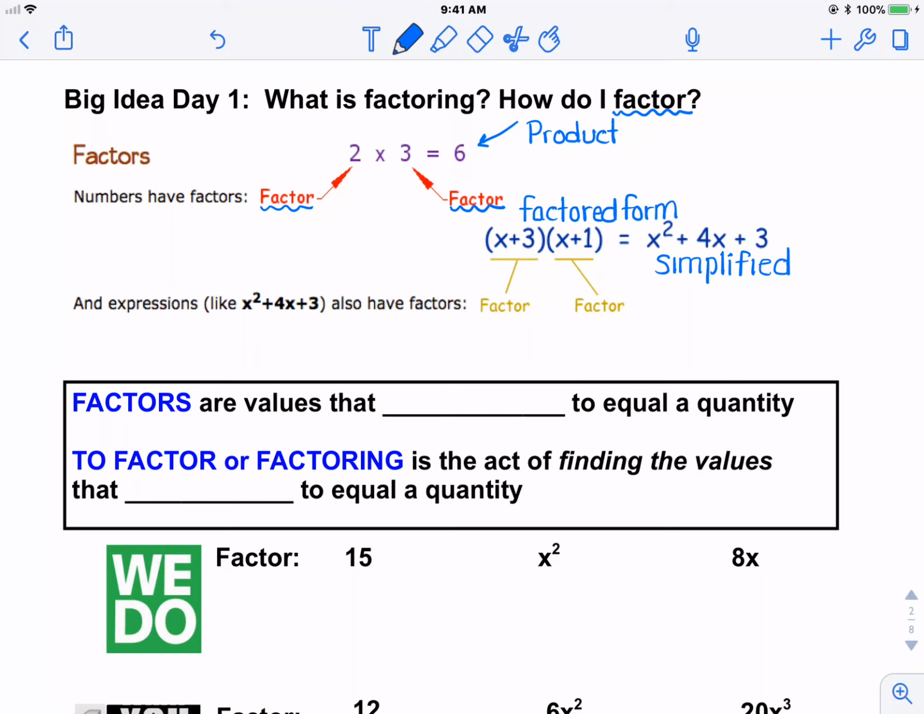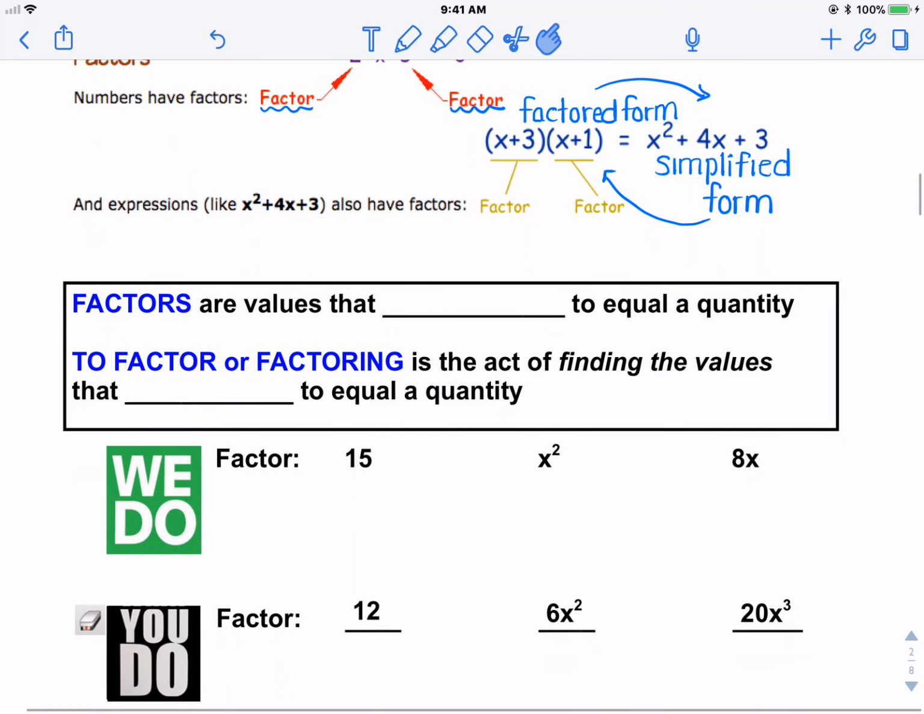Factored form means it's in the form where I can still see the multiplication of quantities, and simplified form means that parentheses have been taken care of with distribution and all like terms have been combined. So we were used to going this direction, and now we're going to try to go the opposite direction and get things back in that form.